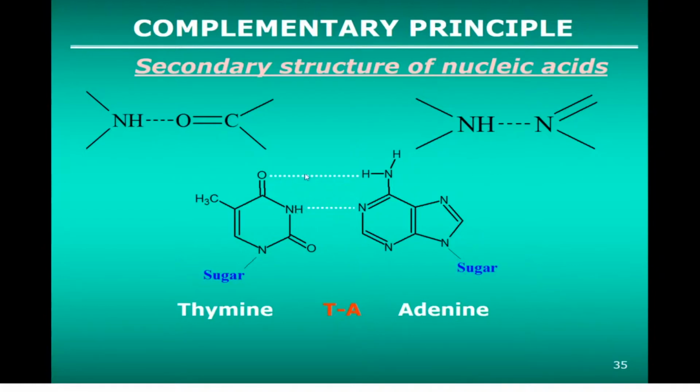And our nitrogenous bases are in one line, or they have one plane, both of them aromatic, and they should be in the same plane to be able to form hydrogen bonds. Here, between thymine and adenine, 2 hydrogen bonds. Between hydrogen and nitrogen, and between oxygen and hydrogen. Hydrogen, oxygen, hydrogen, nitrogen. Just 2 types.